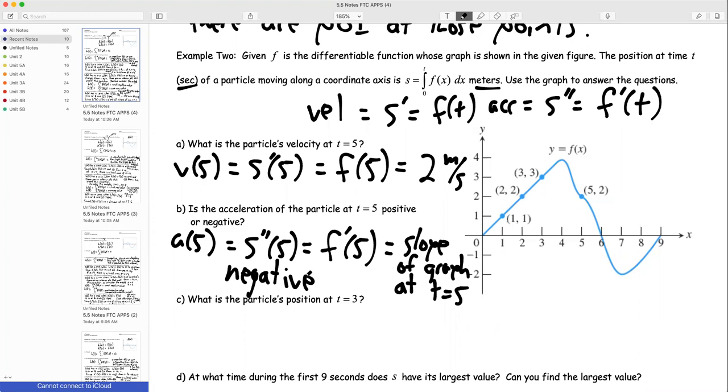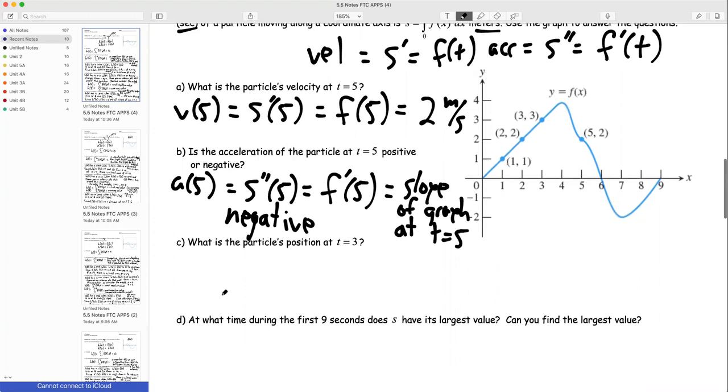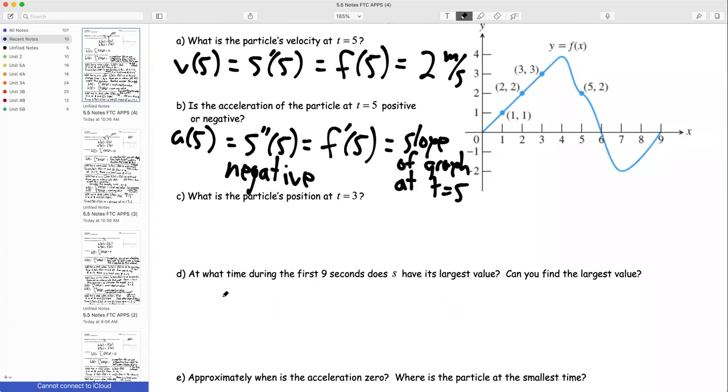All righty. Part C, what is the particle's position at t is equal to 3? So I want s of 3. And so this time, if I'm finding position, I'm going to use that original equation that they gave me. So I want the integral from 0 to 3 of f of x dx.